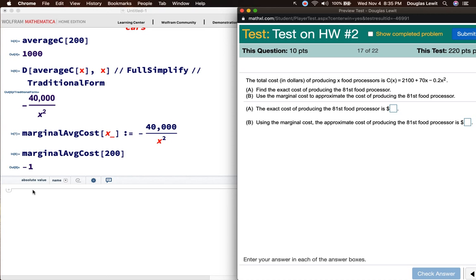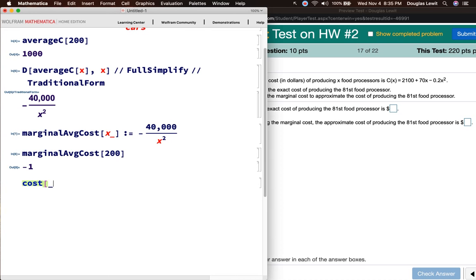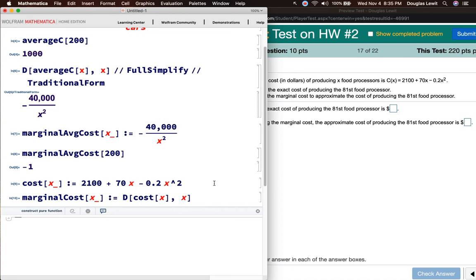So the cost function that we're given is 2100 plus 70 times X minus 0.2 times X squared. Okay, and what is the derivative of that? Well, it's called the marginal cost. The marginal cost is going to be the derivative of the cost function with respect to X.